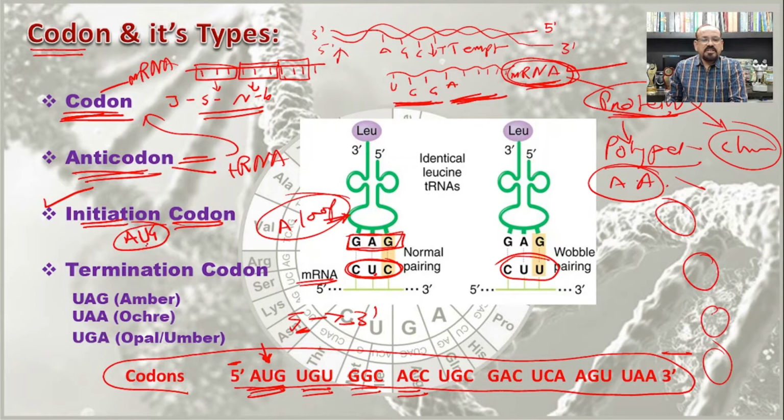So AUG is the only initiation codon, while there are certain exceptions, like in prokaryotes or the mitochondria. GUG is also an initiation codon in the mitochondria, but in all the other organisms, AUG is the only initiation codon, and it is present at the 5' end, from which protein synthesis initiates.